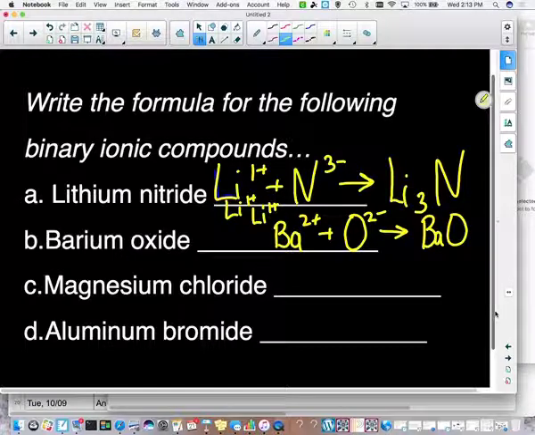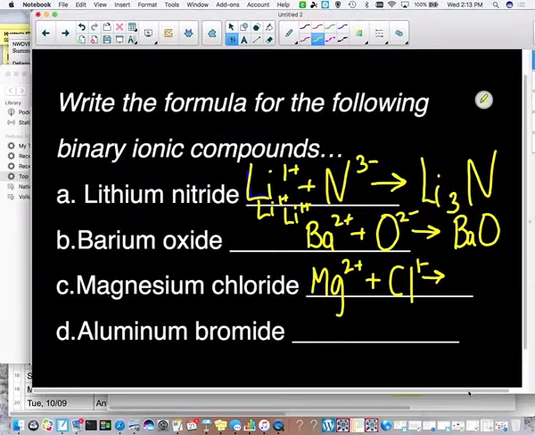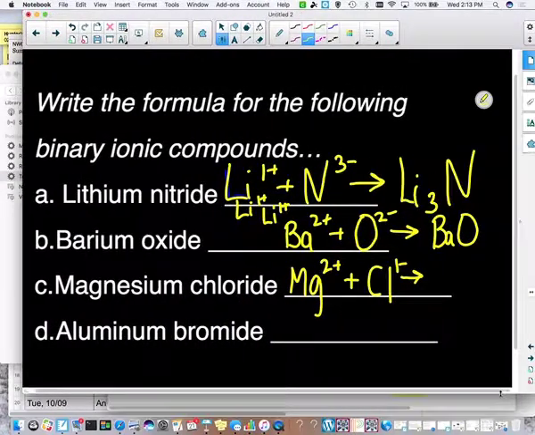All right, magnesium. Mg has a charge of +2. It's found in group 2A. We're adding that to chloride, which is chlorine. Chlorine has a -1 charge. And so we balance those charges out. We do the crisscross method.